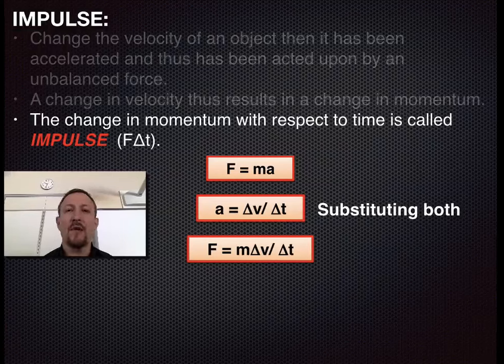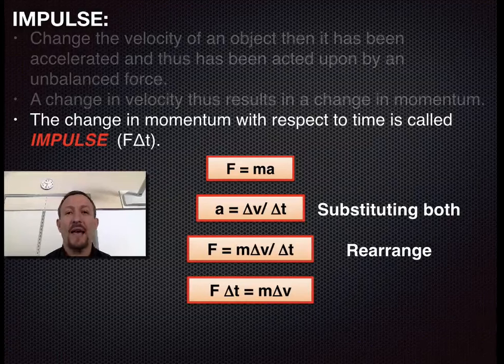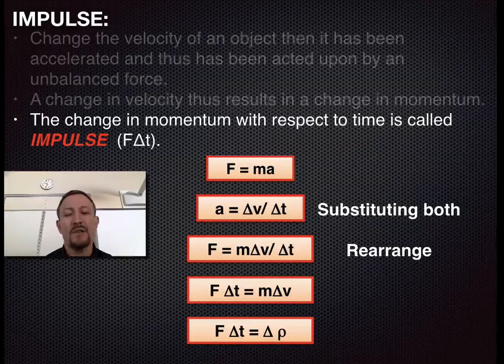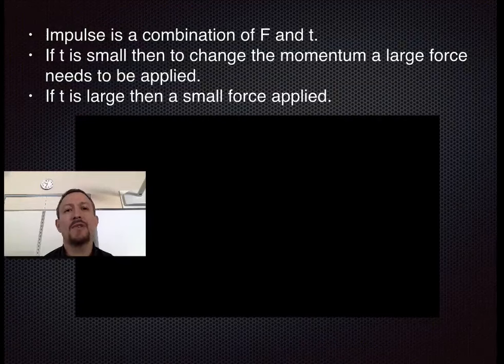You'll notice there we've got mv. mv is momentum. So if we rearrange this, we get F times the change in time equals m times the change in velocity. As a result, we get Ft equals the change in momentum. So impulse equals the change in momentum, and there's your algorithm at the bottom there. As I stated, impulse is a combination of both force and time. If t is small, then the change in momentum will produce a large force, and if t is large, then a small force is applied.